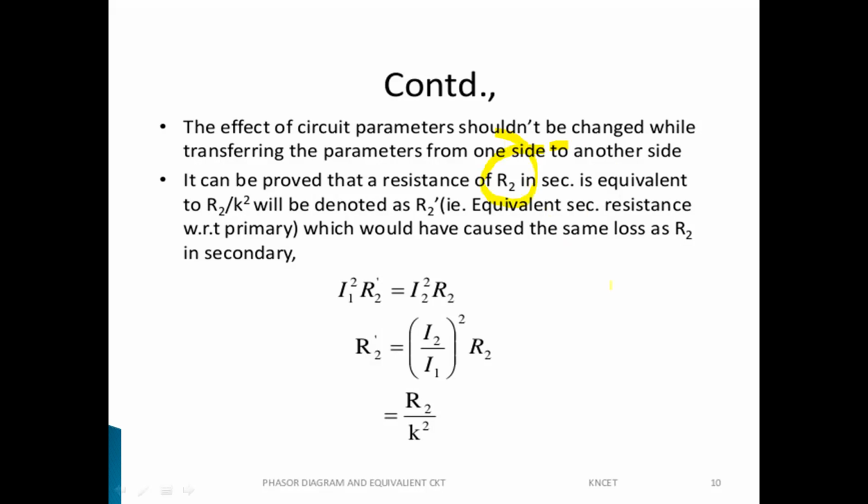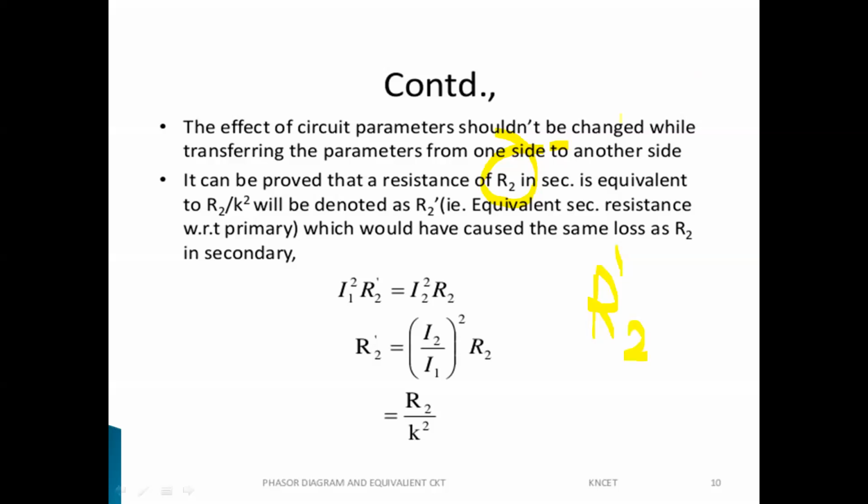We need to transfer this resistance into the primary side, that is represented with R2 dash. Secondary resistance R2 that is transferred to primary is represented with a dash. Any quantity that is transferred from secondary side to primary side, or primary side to secondary side, is represented with the dash. All primary quantities are represented with 1, all secondary quantities are represented with 2. So if any quantity is transferred from one side to the other side, that is represented with the dash.